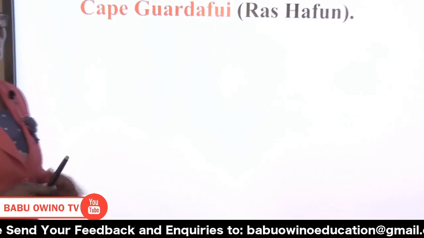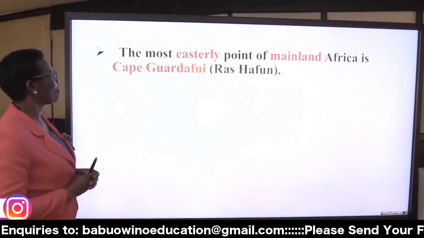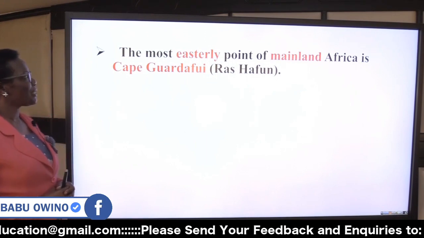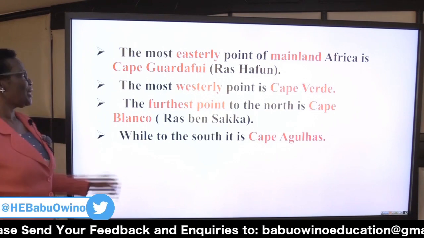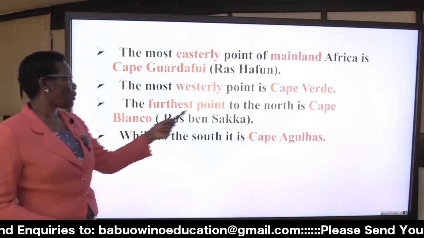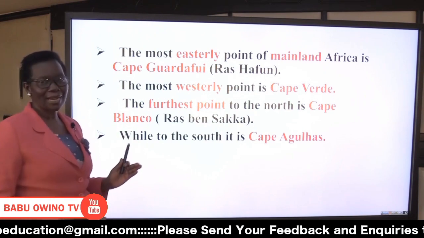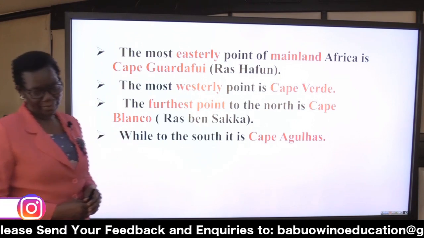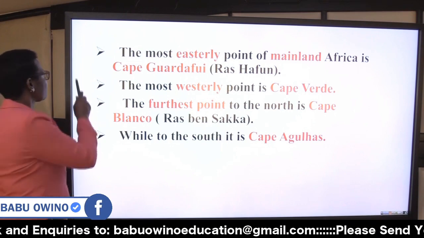Then now when we talk about the position of Africa, we are looking at the most easterly point of the mainland of Africa being a place known as Cape Guardafui. Another name is Ras Hafan. Then the most westerly point is Cape Verde. Then the farthest point to the north is Cape Blanco, also Ras Ben Saka. Then to the south, it is Cape Agulhas. You get that? Let's continue.